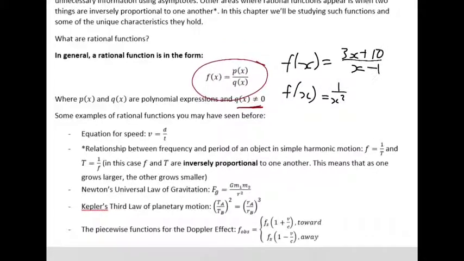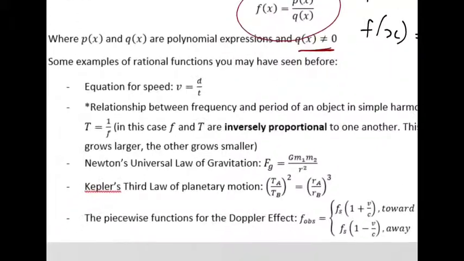You've actually seen several rational functions up until this point, both in Science 10 and Physics 11. You guys know the equation for speed, v equals d over t. That's a very famous equation that most high school students know. That's a rational function, right? You have the polynomial d divided by the polynomial t, where t can't equal 0.